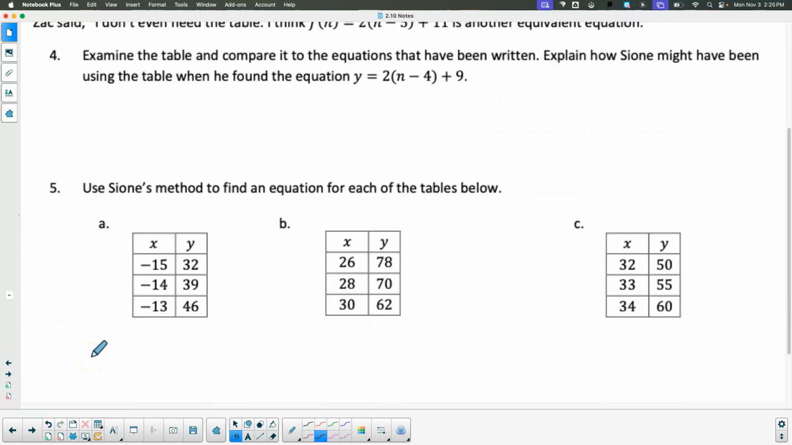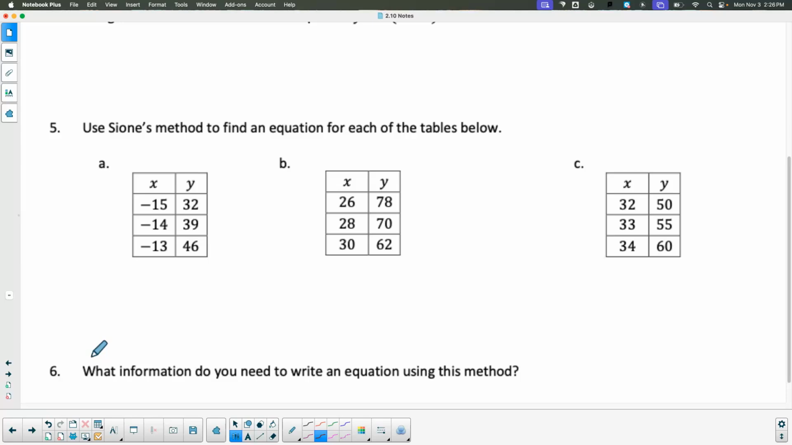Skipping to number 5. So now, what we're working towards doing is, first, we got to find the rate of change. The first thing that you got to do now is find that rate of change. And there's many ways to find the rate of change. From now on, we're going to call that rate of change the slope.